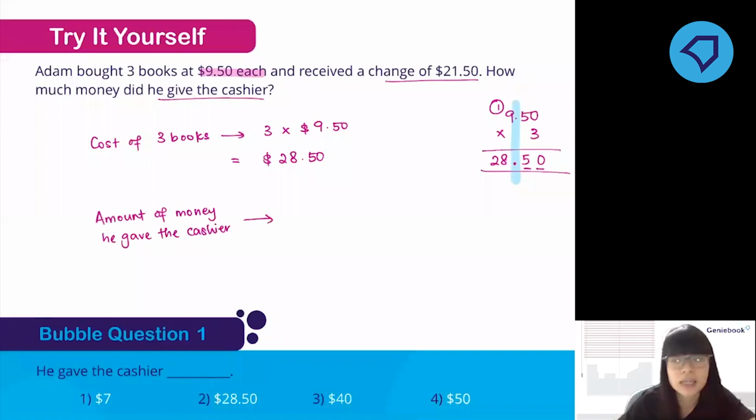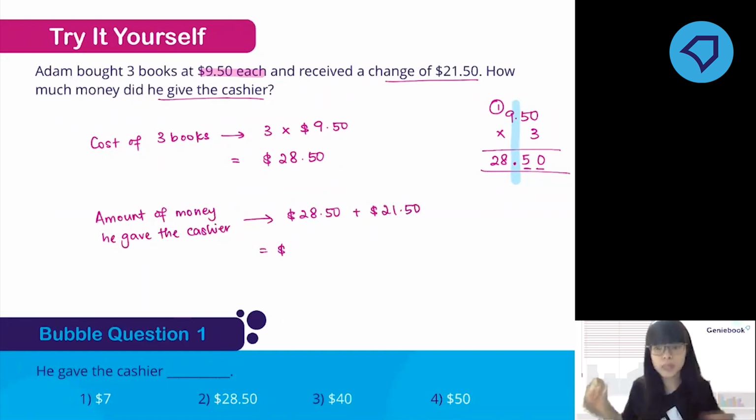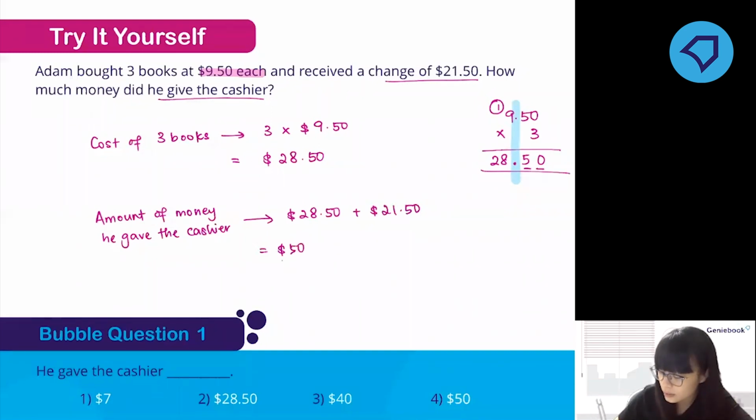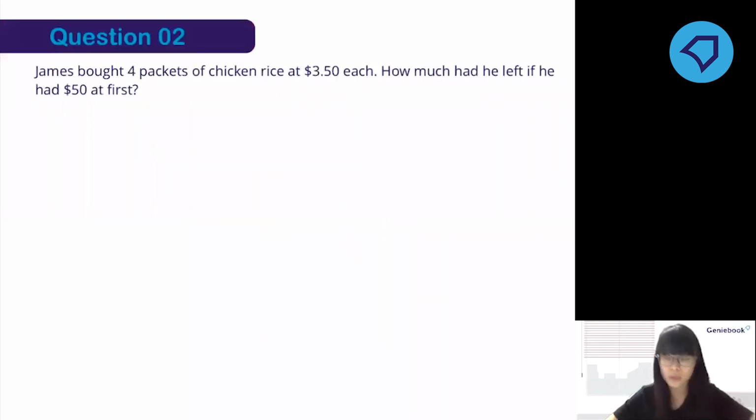To find the amount of money he gave the cashier, you take $28.50 plus the change that he received. And your final answer would be $50. Okay, $50. So your answer would be option number 4. All right, so let's take a look at the next one over here.